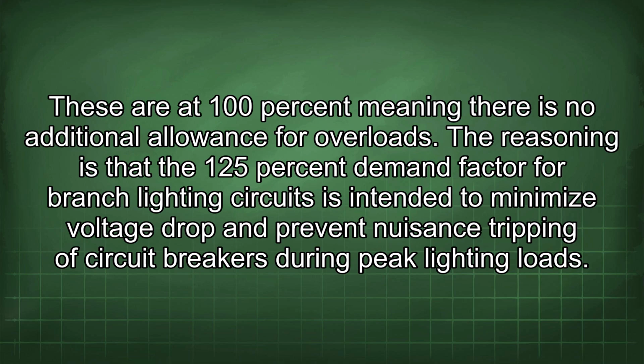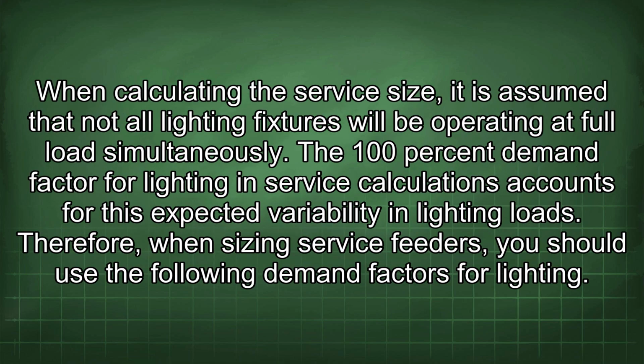The reasoning is that the 125% demand factor for branch lighting circuits is intended to minimize voltage drop and prevent nuisance tripping of circuit breakers during peak lighting loads. When calculating the service size, it is assumed that not all lighting fixtures will be operating at full load simultaneously. The 100% demand factor for lighting in service calculations accounts for this expected variability in lighting loads.